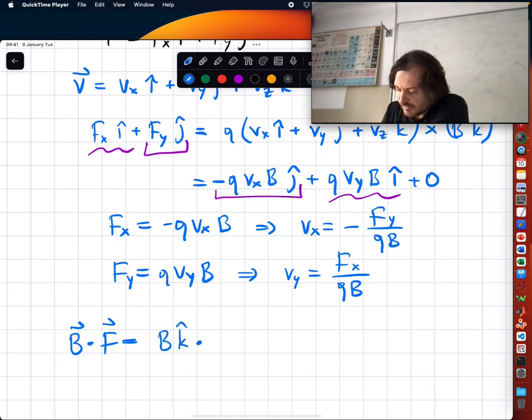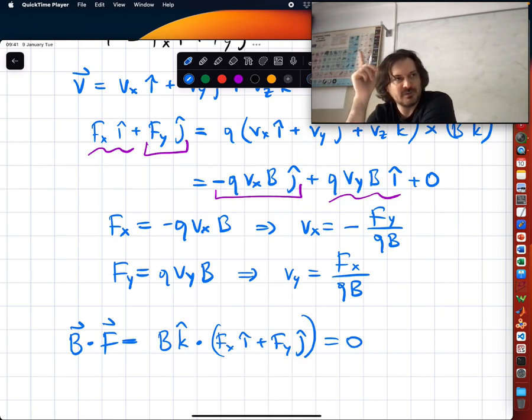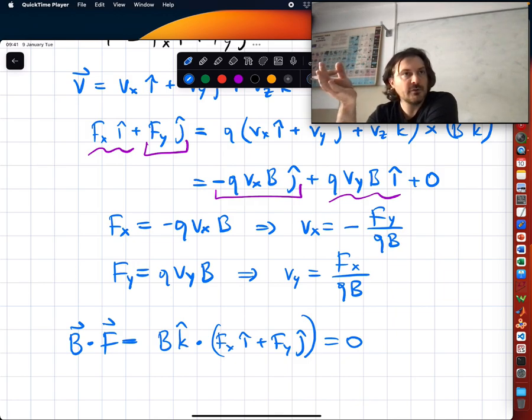B dot F, so you just have Fx i plus Fy j. We don't even need to do this, but anyways, you can see that one of them is in k, the other one is in i and j. And in general, this is always the case. Force is perpendicular to both velocity and magnetic field, right? That's why it doesn't work.